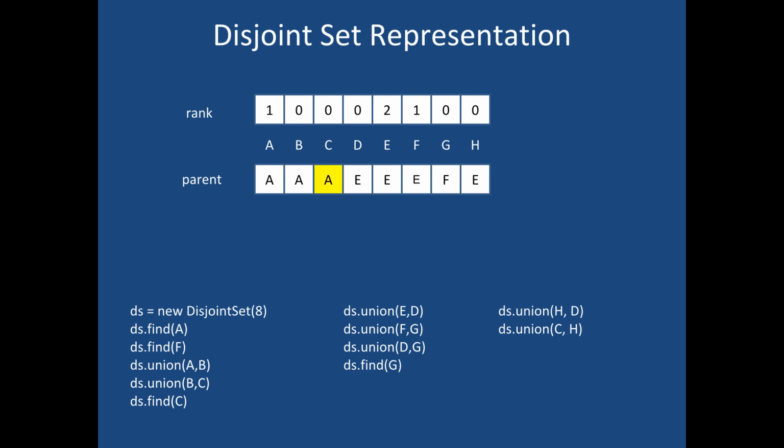Let me see if I can find one. I don't remember which one it is. Maybe D. Yeah, D and G. So if I take the union of D and G, I find D's root, I find G's root. Both of those trees have ranks of 1, as you can see. So one is going to point to the other, and that other's rank will go up to 2. That's the only case in which a rank changes, when you take the union of trees of identical ranks. And there it goes. So they all start out 0, and gradually they creep up. Any other questions?